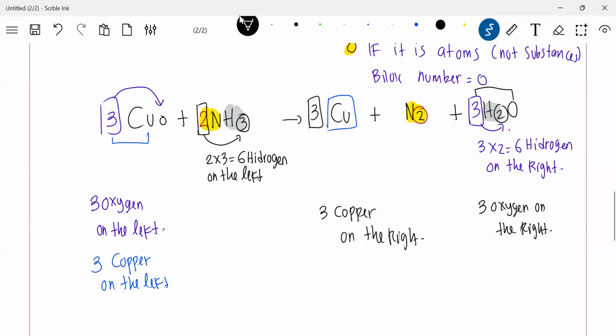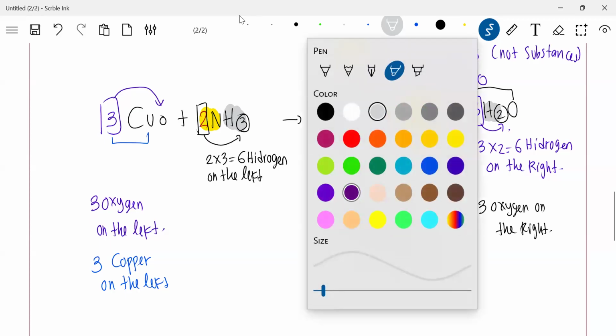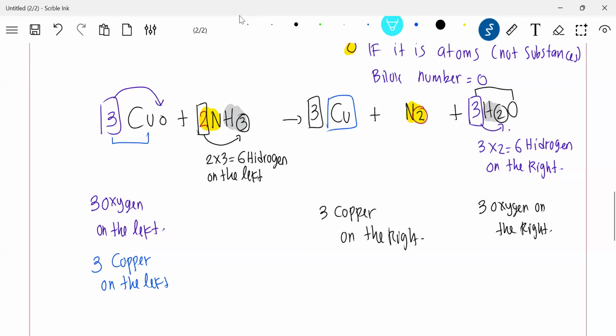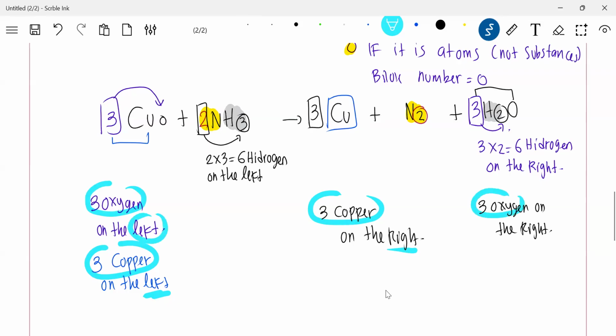Okay, all of it balanced. I will make the conclusion. For copper, 3 on the left, 3 on the right. 3 oxygen on the left, 3 oxygen on the right. 6 hydrogen on the left, 6 hydrogen on the right. All of it is balanced.